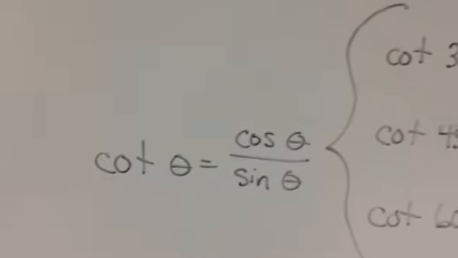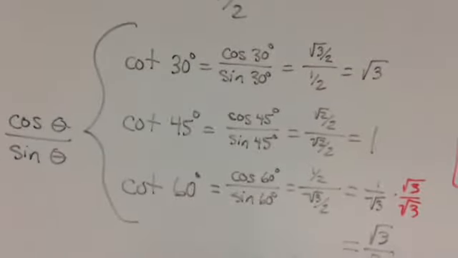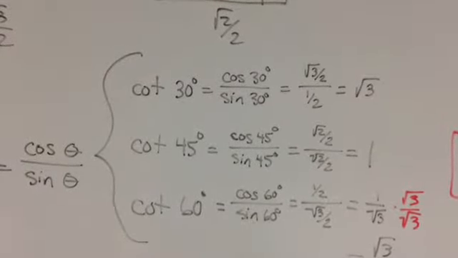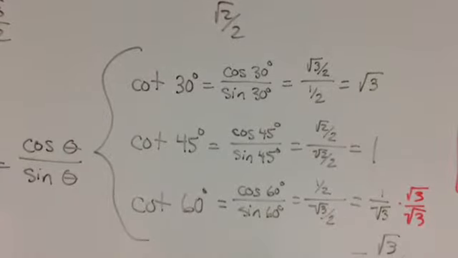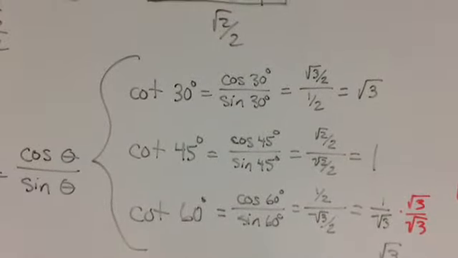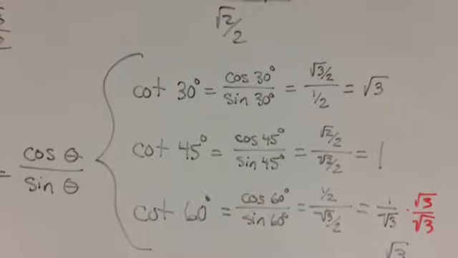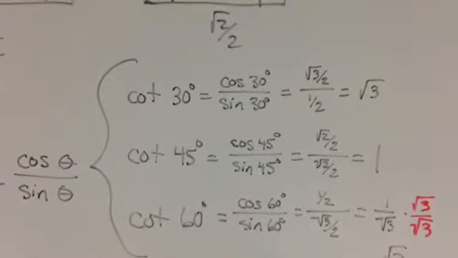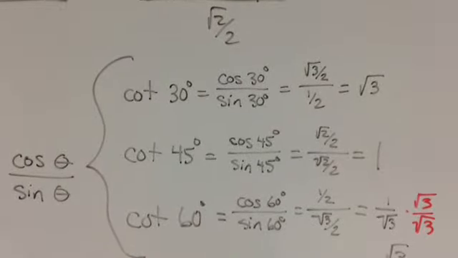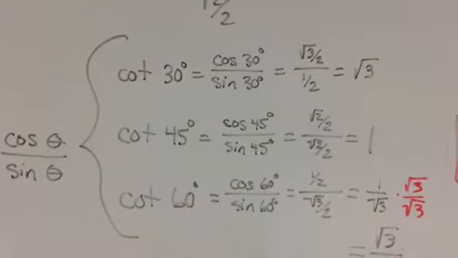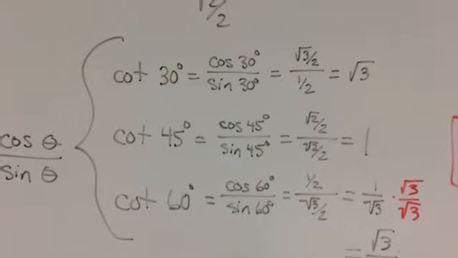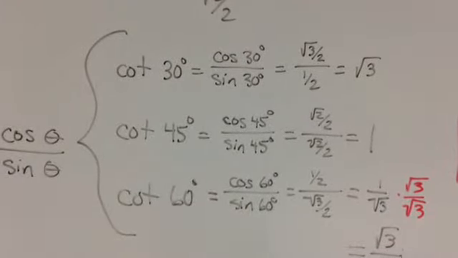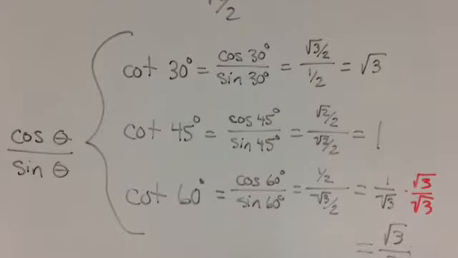If the answer were cotangent of 30 degrees, then we would take the cosine of 30 degrees divided by the sine of 30 degrees. Using the triangles, the cosine of 30 degrees is square root of 3 over 2, divided by the sine of 30 degrees, which is 1 over 2, which will reduce to square root of 3. Cotangent of 45 degrees is the cosine of 45 degrees divided by the sine of 45 degrees. The square root of 2 over 2 divided by the square root of 2 over 2 is equal to 1.